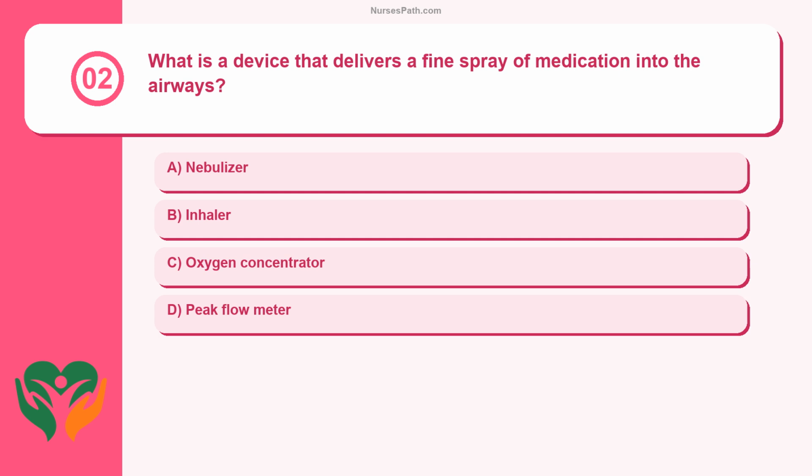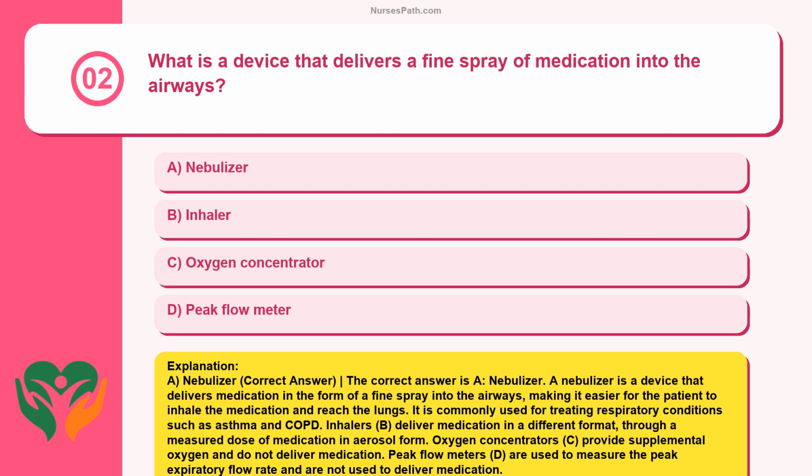Question 2. What is a device that delivers a fine spray of medication into the airways? A. Nebulizer, B. Inhaler, C. Oxygen concentrator, D. Peak flow meter. A. Nebulizer. Correct answer. The correct answer is A. Nebulizer. A nebulizer is a device that delivers medication in the form of a fine spray into the airways, making it easier for the patient to inhale the medication and reach the lungs. It is commonly used for treating respiratory conditions such as asthma and COPD.